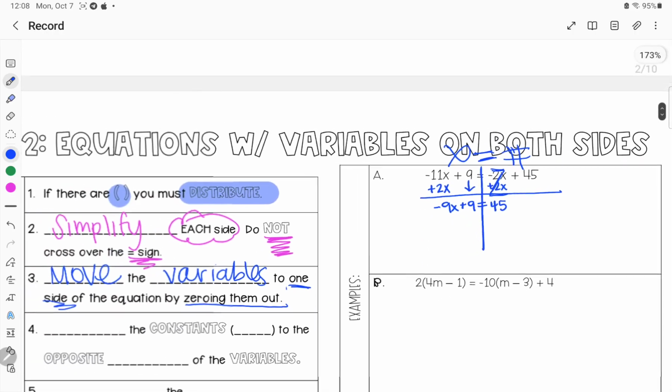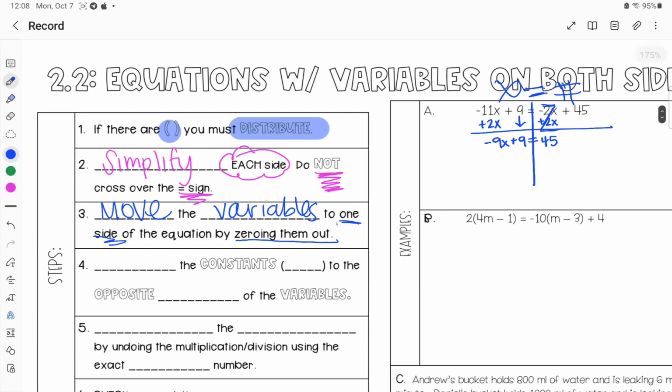So now we're going to move the constant, so just the numbers, to the opposite side of the variable. So we want to move them out. So we're going to zero those out now. So we're going to move the constants, which are just our numbers, to the opposite side of the variable. You do not want them on the same side. So we're going to zero out the number, in other words.